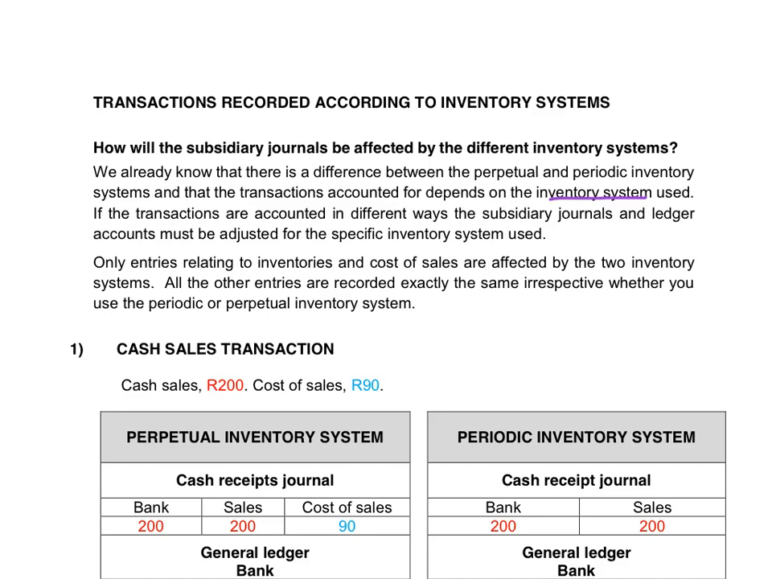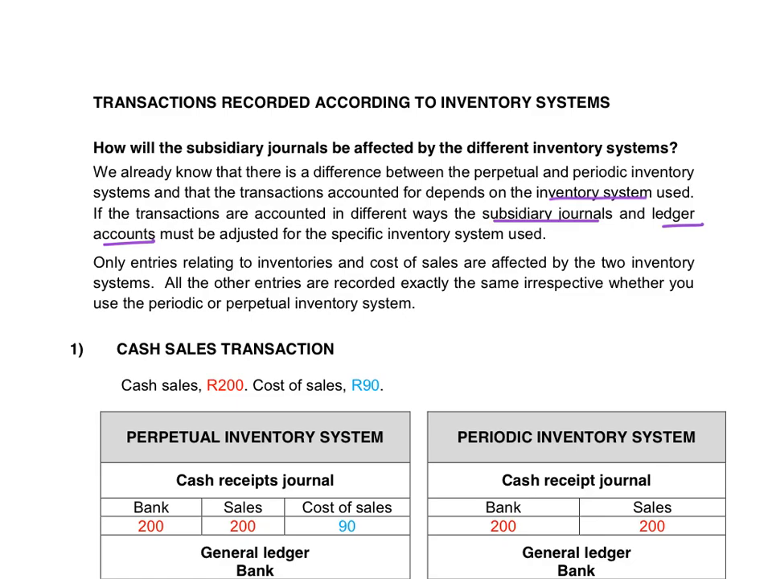So you have to look at the inventory system to determine whether you must use an inventory and a cost of sales account. If the transactions are accounted for in different ways, the subsidiary journals and the ledger accounts must be adjusted for the specific accounting system.